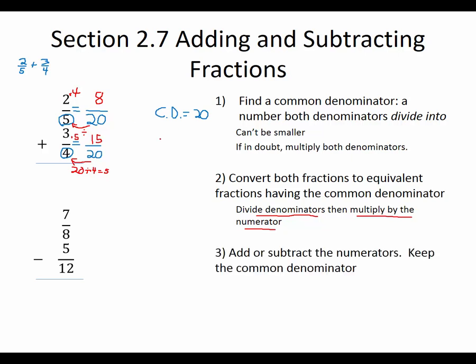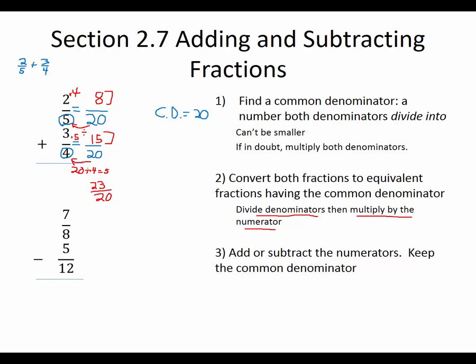Our last step here is to just add or subtract the numerators and then keep that common denominator. So I'm going to take a look at this addition problem. I'm going to add the 8 and the 15, and when I add 8 and 15, that's going to give me 23. So I get 23, and I keep that same common denominator of 20. Last but not least, it's always good to check to see if you can reduce that to lowest terms.